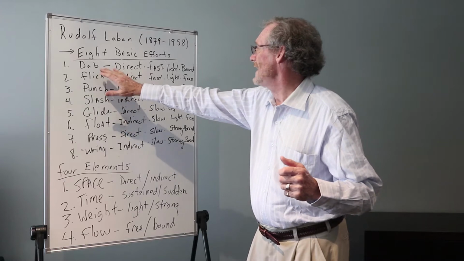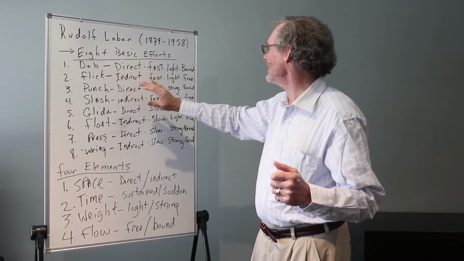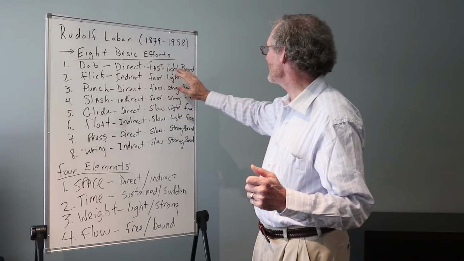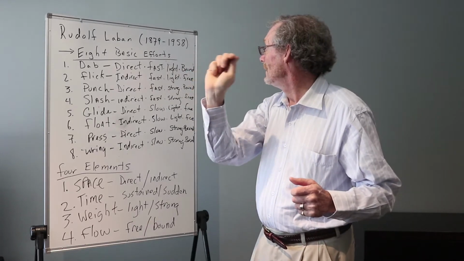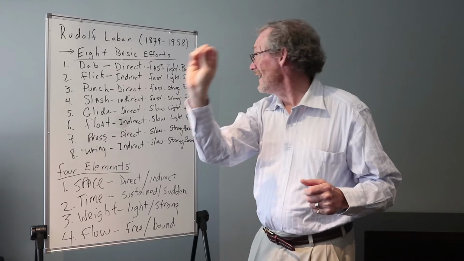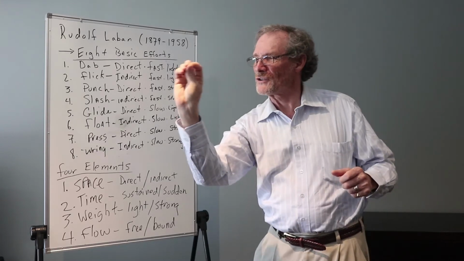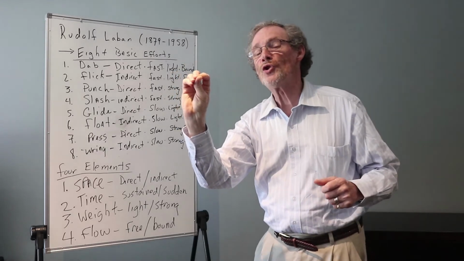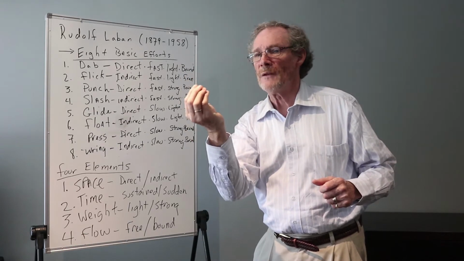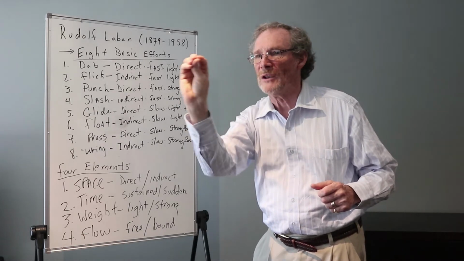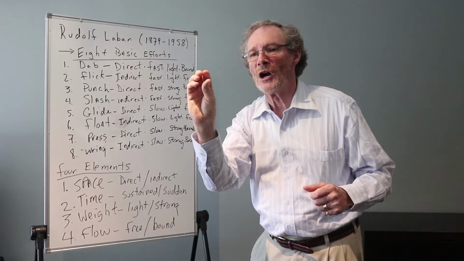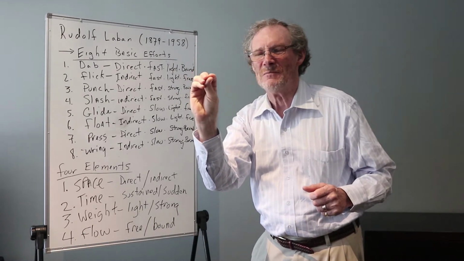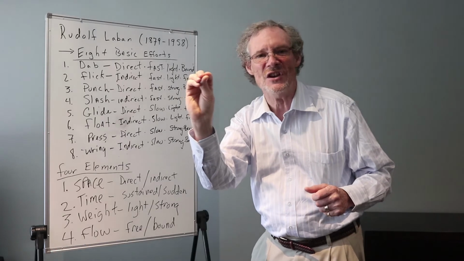So we have dab. It's direct, it's fast, it's light, and it's bound. It's on a specific place. So you could think of a piece of cotton wool dabbing wet paint on a canvas, or you could also think in regards of dabbing some disinfectant on a skinned knee.